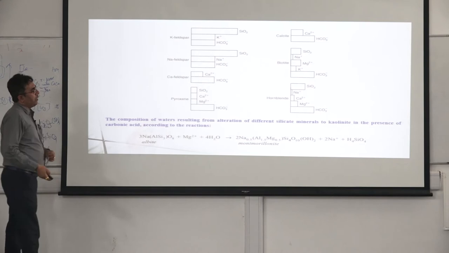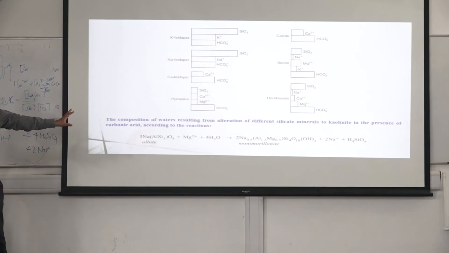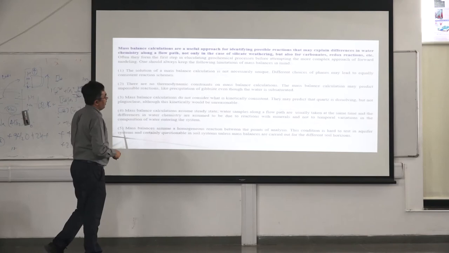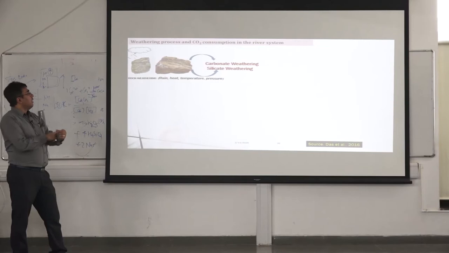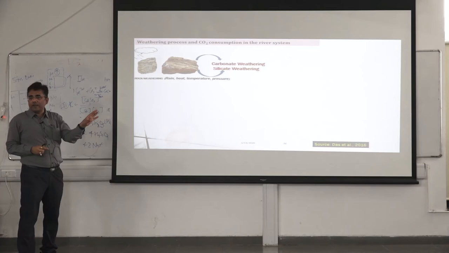Okay, so that was the only thing that I wanted to tell. So you measure in milligram per liter, convert it into millimole, and check the molar ratio. You will know what kind of rock must be there in the aquifer. Okay, now coming to the last part: silicate weathering is finished, carbonate weathering is finished.